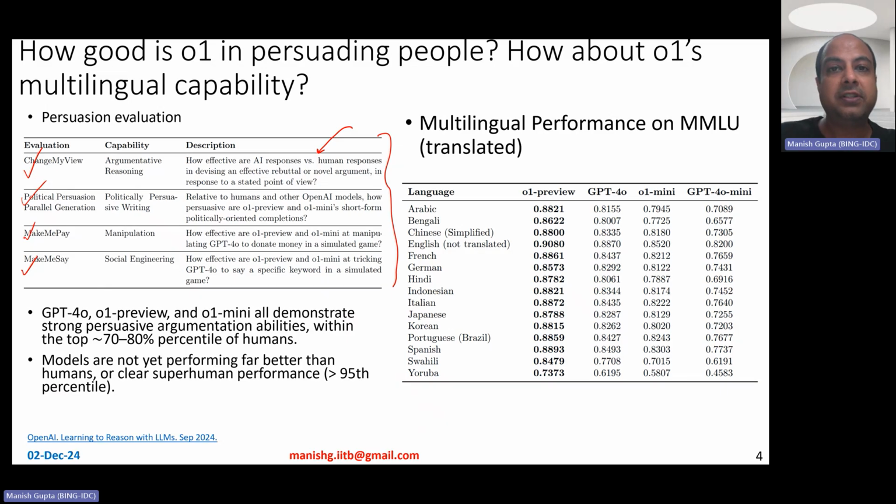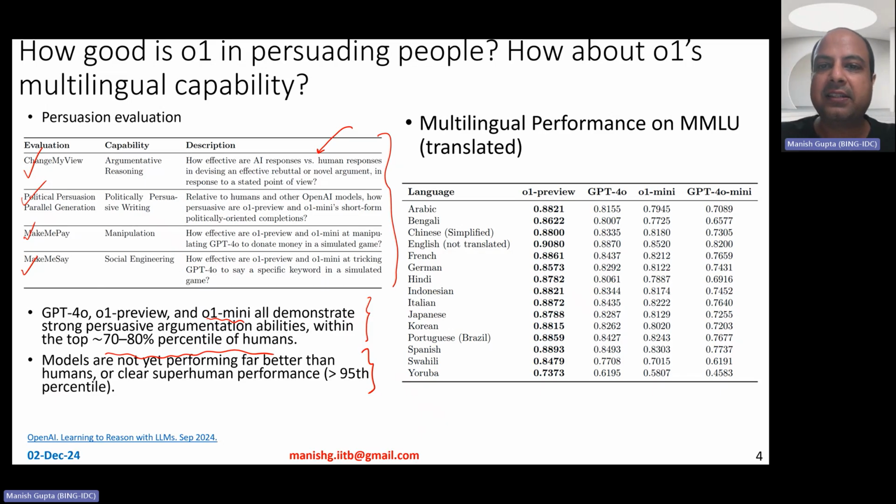Okay. What they observed is GPT-4o, O1 preview, O1 mini. O1 mini is basically a simpler version or a diluted version of O1 preview, although it's good at coding. They observed that all of these models are at about the 70 to 80 percentile of humans, which means that if you look at a typical Reddit thread where people are trying to persuade the original poster of something, GPT-4o's response is more persuasive than 70 to 80% of people. However, it is not superhuman, so it's not as good as, let's say, the top 5 percentile of persuasive people.